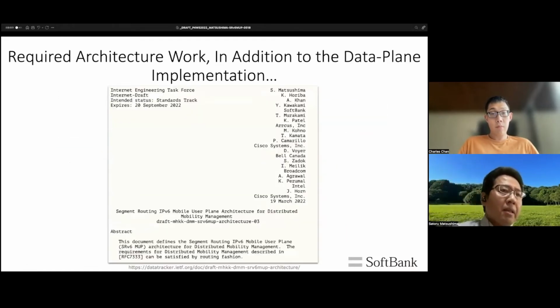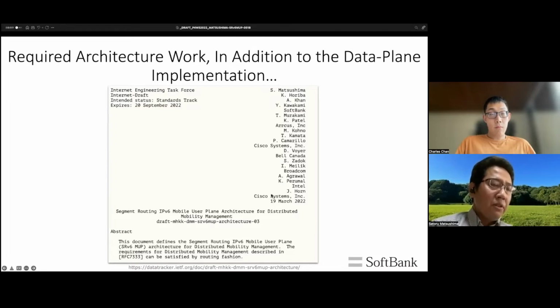I and my co-author worked together to find the right architecture to enable the best path, as I mentioned in the previous slide. This is the architecture of SRv6 mobile user plane architecture for distributed mobility management. So we call it SRv6 MUP. We already proposed this architecture to IETF. You can find the architecture draft from the URL at the bottom of the slide. Please take a look. It should be fun, I believe.